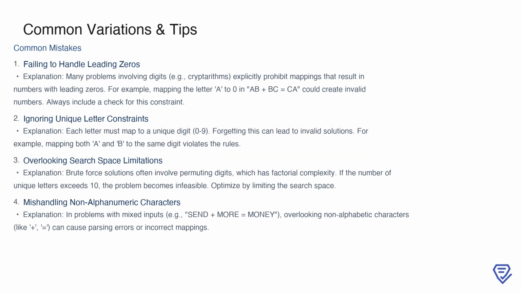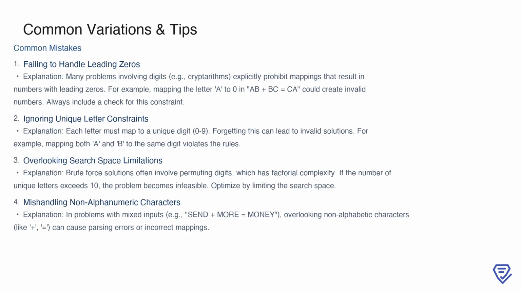When solving verbal arithmetic puzzles, there are some common mistakes to watch out for. First, be cautious about leading zeros. Many problems explicitly prohibit numbers with leading zeros, so you'll need to ensure that your mappings don't result in invalid numbers. For example, if you map the letter A to 0 in an equation like AB plus BC equals CA, it could create a number starting with 0, which is not allowed.